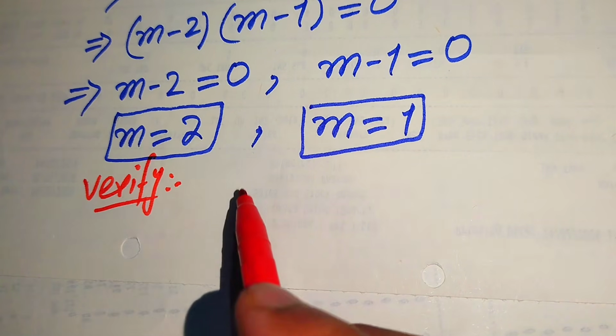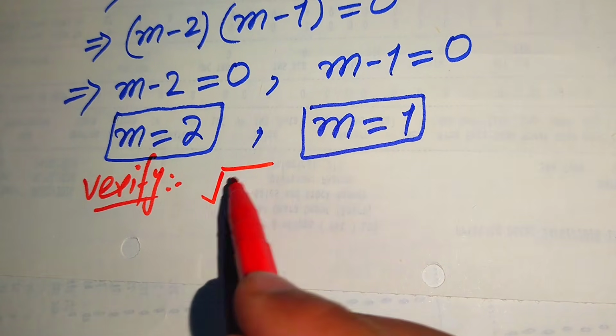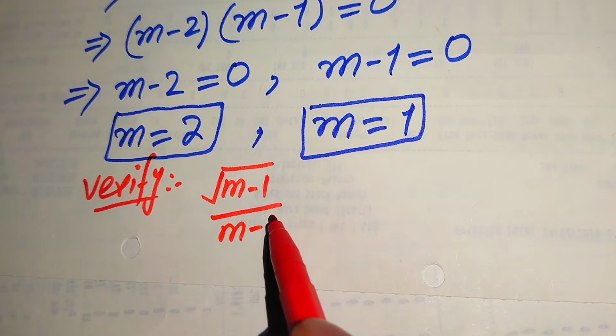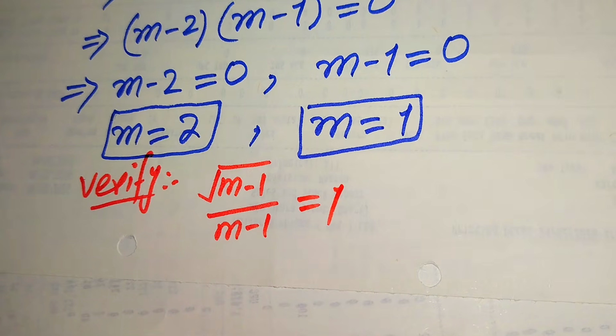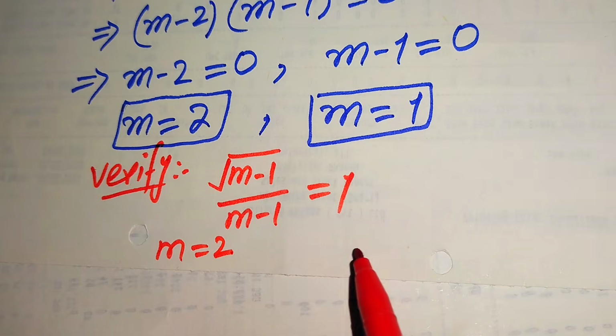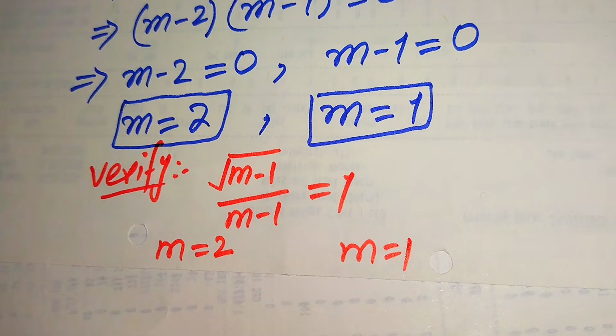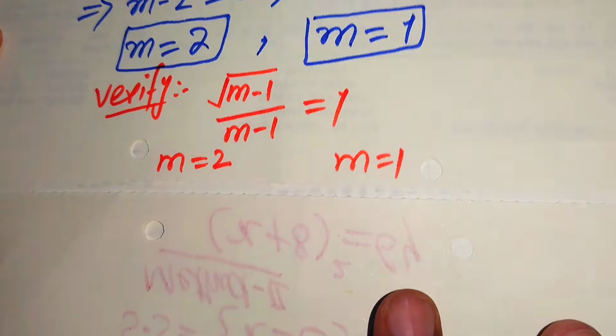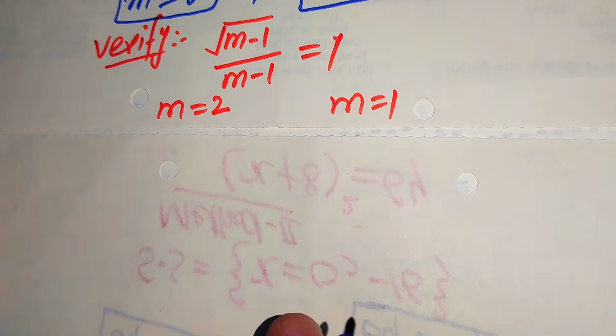So for verification of these roots, we need to copy down the given question statement. Here it is square root of (m minus 1) divided by (m minus 1) is equal to 1, and on this side we will verify m equals 2, and on this side we will verify m equals 1. So first we verify m equals 2, so we substitute m equals 2 into the left hand side of the above equation.